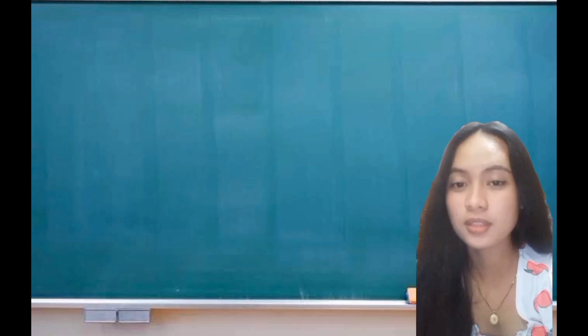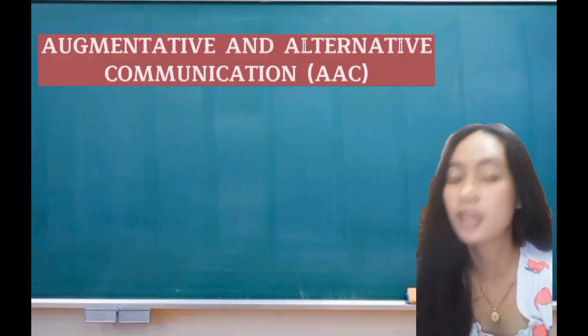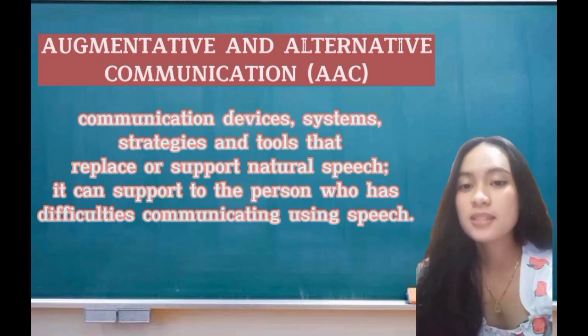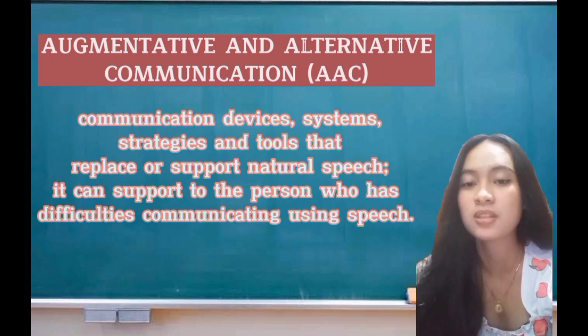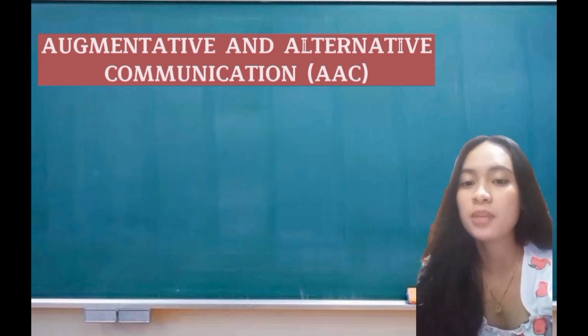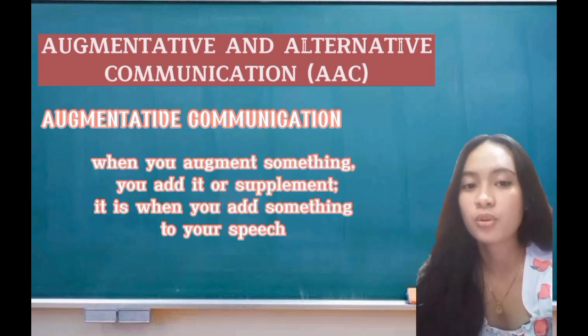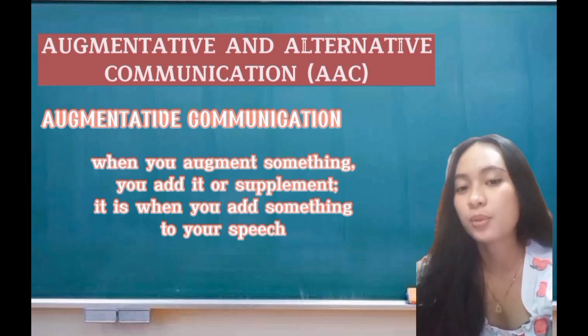Okay, so the next one is augmentative and alternative communication, or AAC. AAC are communication devices, systems, strategies, and tools that replace or support natural speech. These tools support a person who has difficulties communicating using speech. Augmentative communication is when you augment something, you add to it or supplement. It is when you add something to speech. Examples are sign language, pictures, or a letterboard.